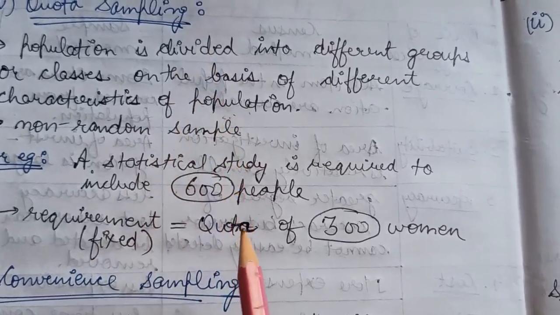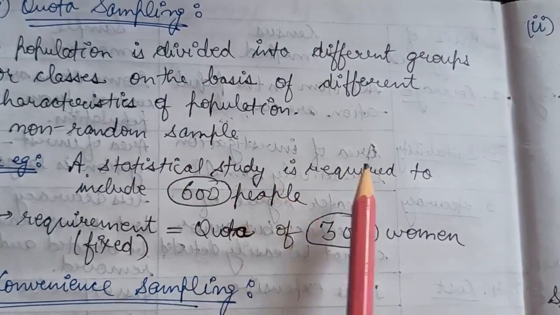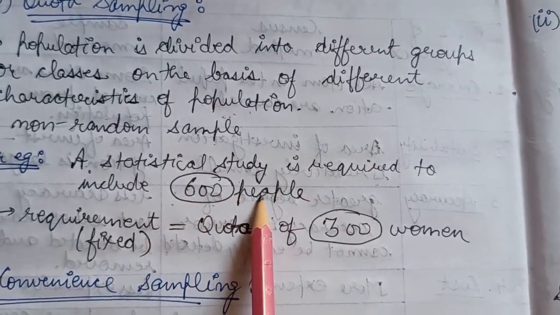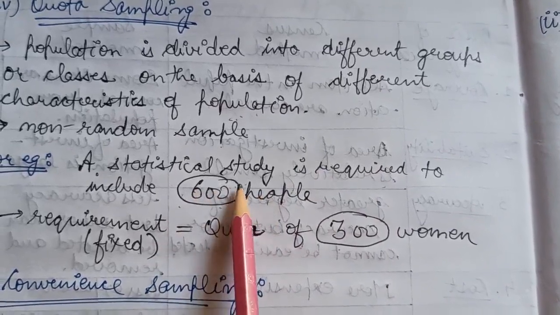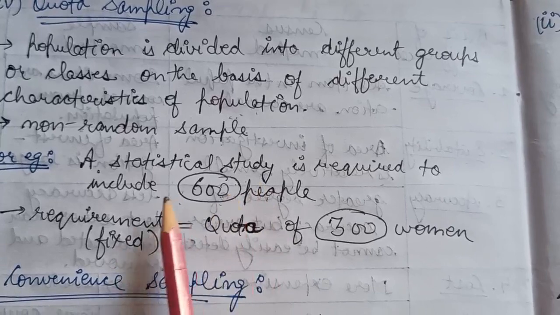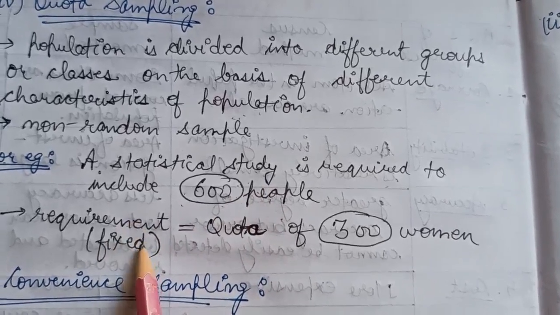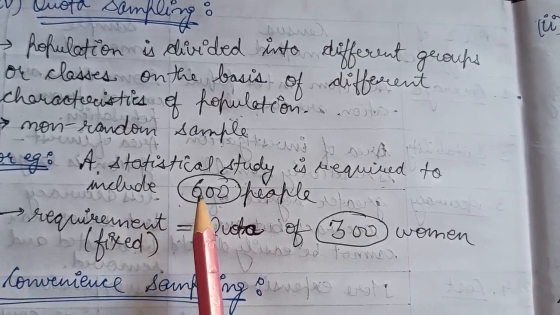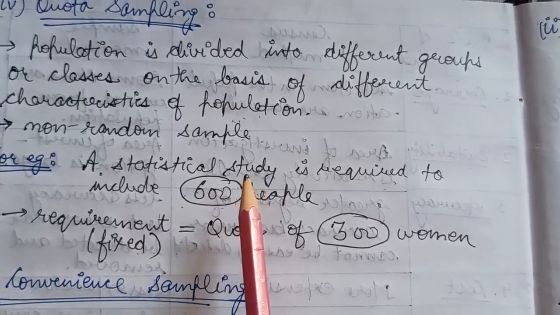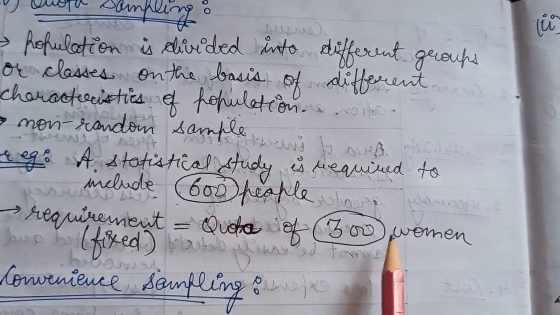Now let's take an example which will make it clearer to you. Suppose a statistical study is required to include 600 people. That means we have to make a statistical study of a population size of 600 units. But the requirement, which is fixed by the investigator, is that out of those 600 units, 300 must be women.